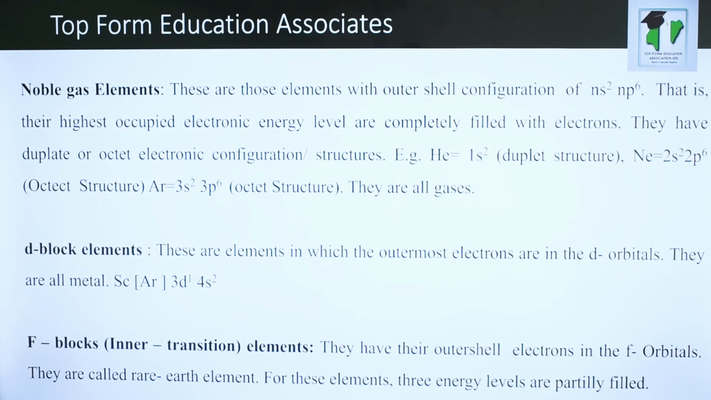Now the last one there is the F block elements. They have their outer shell electrons in the F orbitals. They are called rare earth elements. For these elements, 3 energy levels are partially filled.